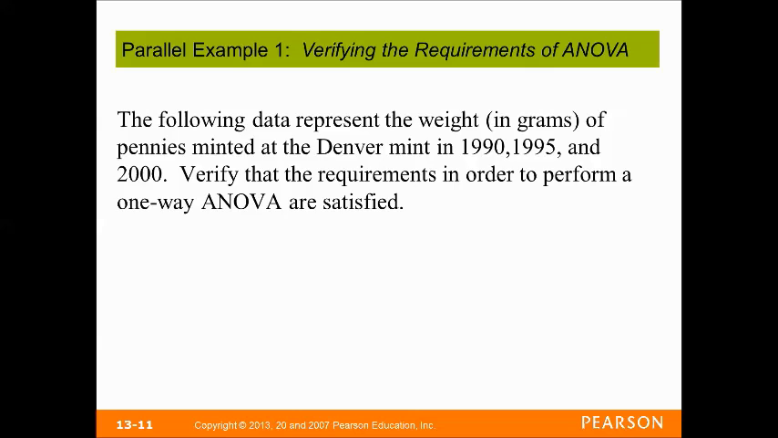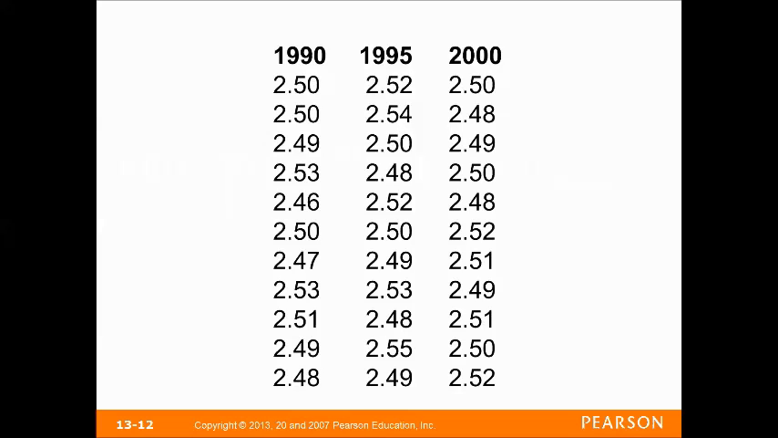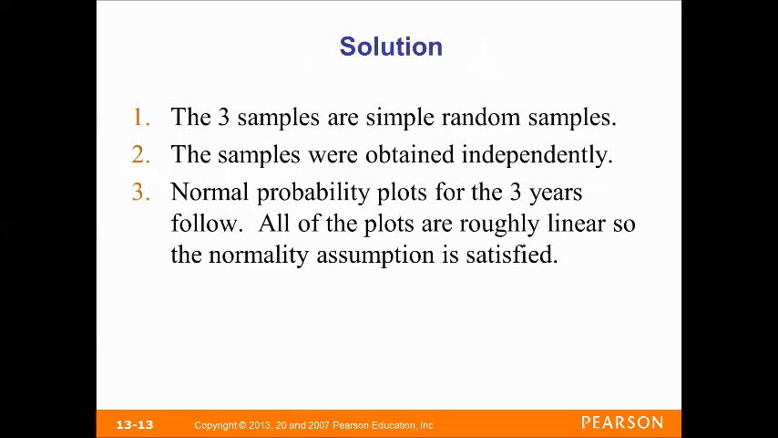So let's take an example to verify. Let's say we had the weight in grams of pennies minted at the Denver Mint in 1990, 95, and 2000. We want to verify the requirements in order to perform a one-way analysis of variance. So we have these samples. I think we have 11 pennies in each sample. The samples are independent. I randomly pick the 11 pennies from each one.